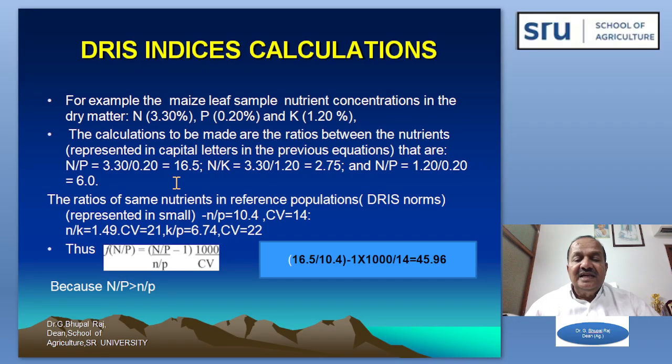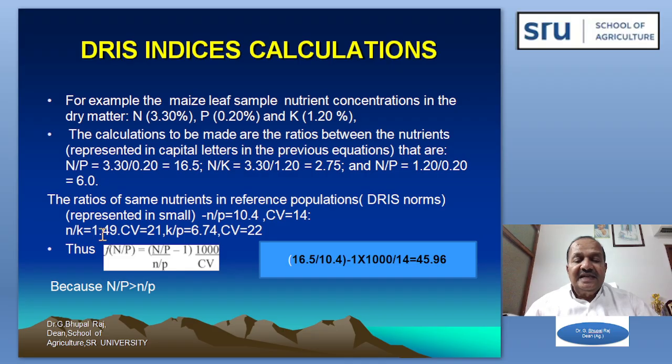Reference samples are nothing but the values of the selected norm derived from the high yielding population. The mean value of the high yielding population for that particular ratio is called the reference value. That is called the DRIS norm. For example, for the selected ratio N by P, the test sample ratio is 16.5, the reference value ratio is 10.4, and the coefficient of variation related to this high yielding population ratio is 14.